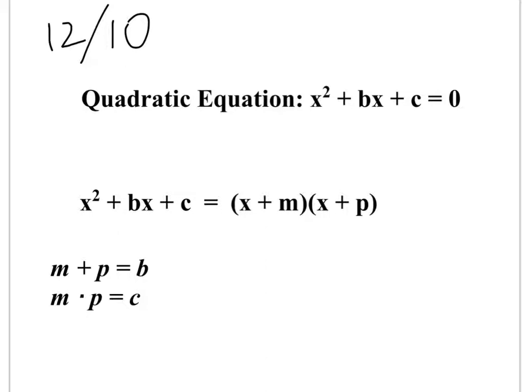To factor a quadratic equation, this is what you get: the square root of the first thing plus m, and then x plus p. So x plus m and x plus p. You need to know that m and p add to get b, and they multiply to get c. So if you were to FOIL x plus m and x plus p, m plus p gives you b, and m times p gives you c. And that's all you need to know.